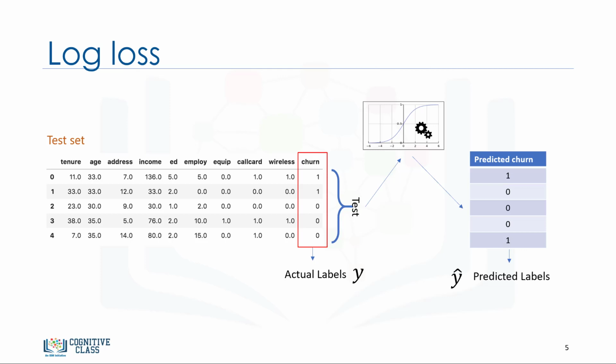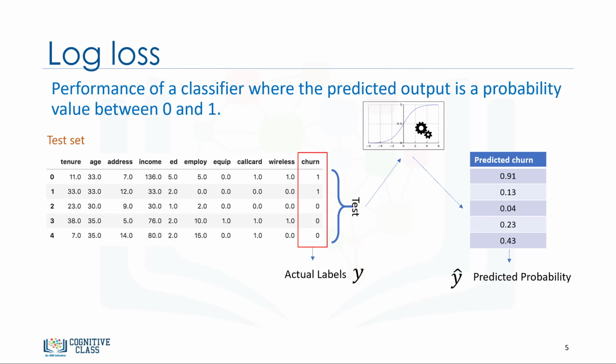Now let's look at another accuracy metric for classifiers. Sometimes the output of a classifier is the probability of a class label instead of the label. For example, in logistic regression, the output can be the probability of customer churn, i.e. yes, or equals to 1. This probability is a value between 0 and 1. Logarithmic loss, also known as log loss, measures the performance of a classifier where the predicted output is a probability value between 0 and 1. So, for example, predicting a probability of 0.13 when the actual label is 1 would be bad and would result in a high log loss.